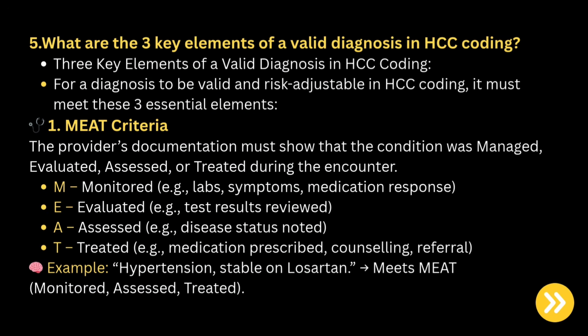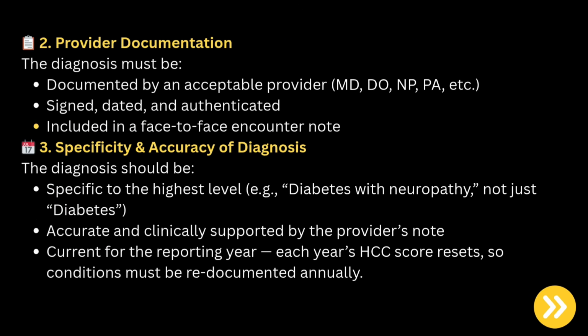Fifth question, what are the three key elements of a valid diagnosis in HCC coding? The three elements are, first comes meet criteria, that is the provider documentation must show that the condition was managed, monitored, evaluated, assessed or treated during the encounter. Example, hypertension stable on losartan meets criteria, like it is monitored, assessed and then treated. So it is meeting the HCC criteria.